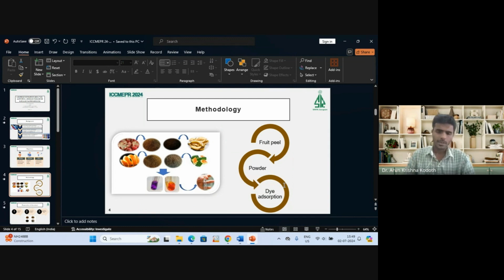Whereas when we go to the methodology, what we have identified is that India is creating a lot of agricultural waste. It is not really a creation, as it is a part of the food that we consume in daily life, like banana peels, pomegranate peels, orange peels, or watermelon rind. All these things are available in large quantities. So we have selected certain fruit peels, powdered them, and used them for the adsorption process.